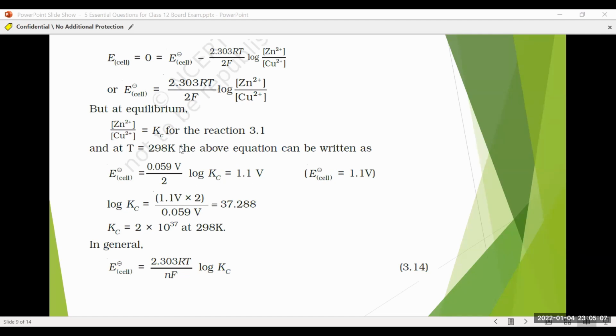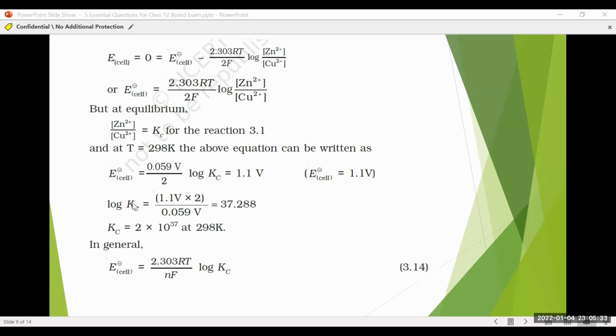In case you want to find log Kc, अगर आप log Kc निकालना चाहते हैं, तो log Kc will be equal to, देखिए इधर 1.1 volt into 2 upon 0.059, solve, you will get the value as 37.288. How do we find Kc in this question?